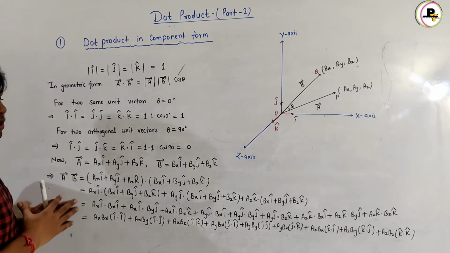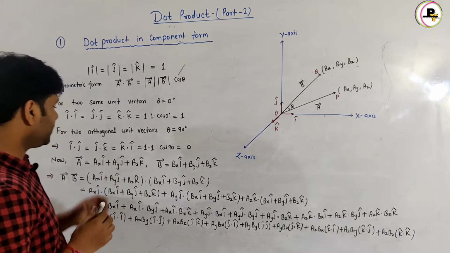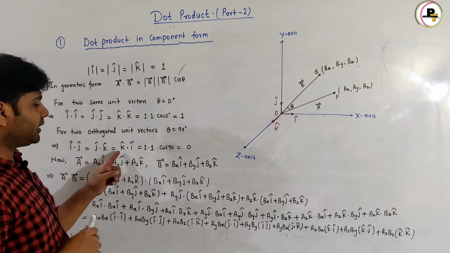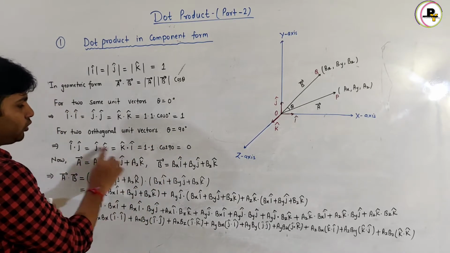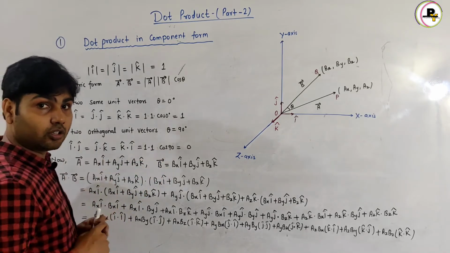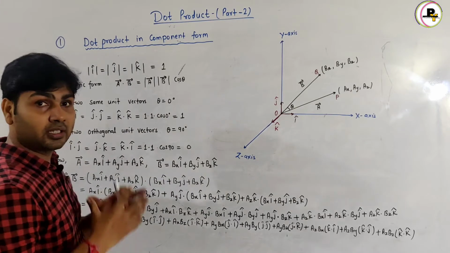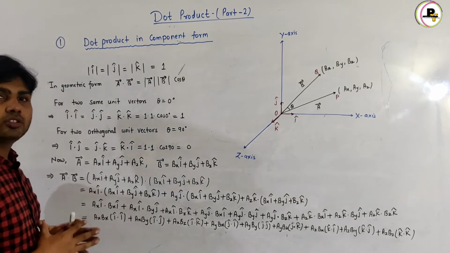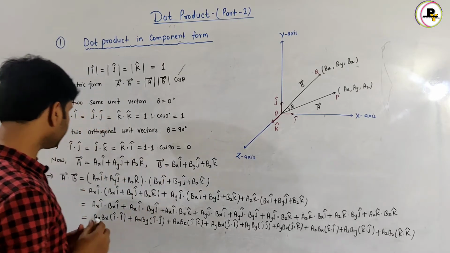If I take the dot product of two orthogonal vectors, that is i cap dot j cap, or j cap dot k cap, or k cap dot i cap, then theta is equal to 90 degrees. Therefore, all these dot products will be equal to 1 into cos 90. Since cos 90 is 0, all these dot products will be equal to 0. So the dot product of two orthogonal unit vectors is equal to 0.